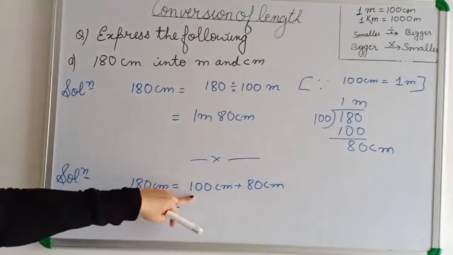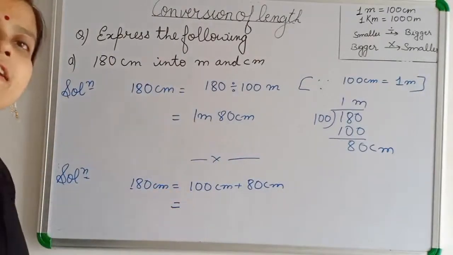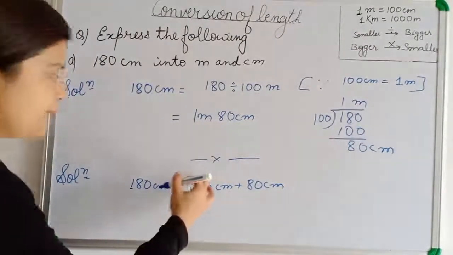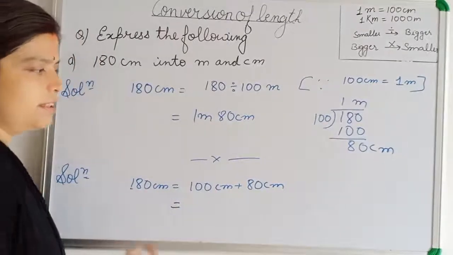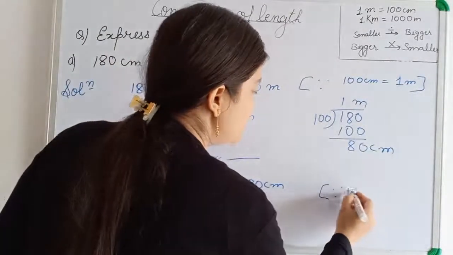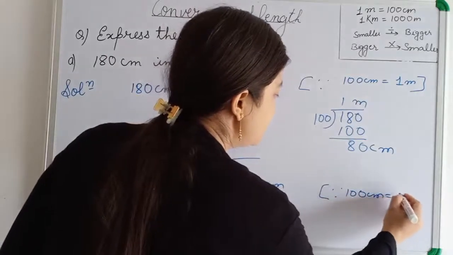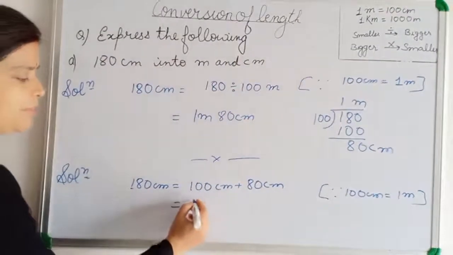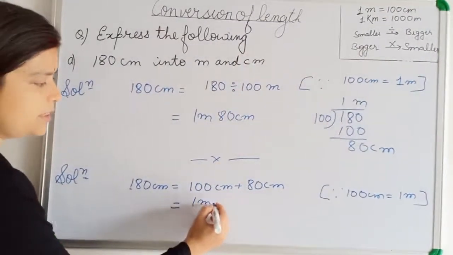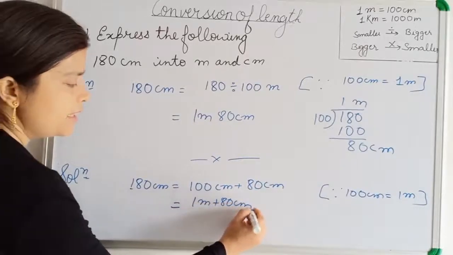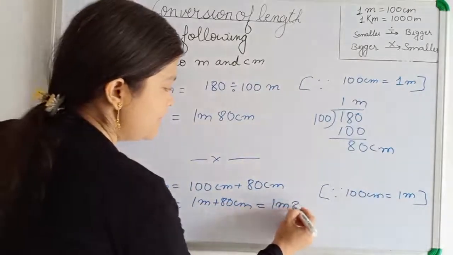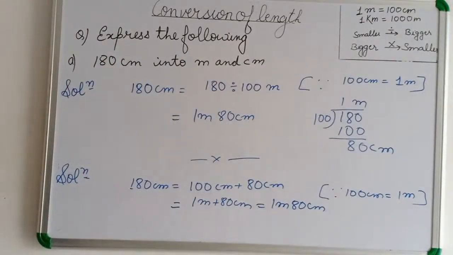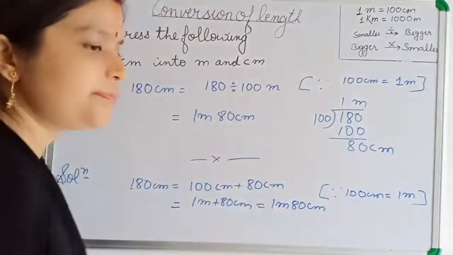Or simply we are dividing this 100 by 100. When we divide any number by 100, we only have to remove 2 zeros from the right hand side. So I am removing 2 zeros here. Why are we dividing? Because 100 centimeter is equal to 1 meter. It will become 1 meter plus 80 centimeter, and we can write together 1 meter 80 centimeter. Clear to you? Let's discuss one more question, then it will be clearer to you.